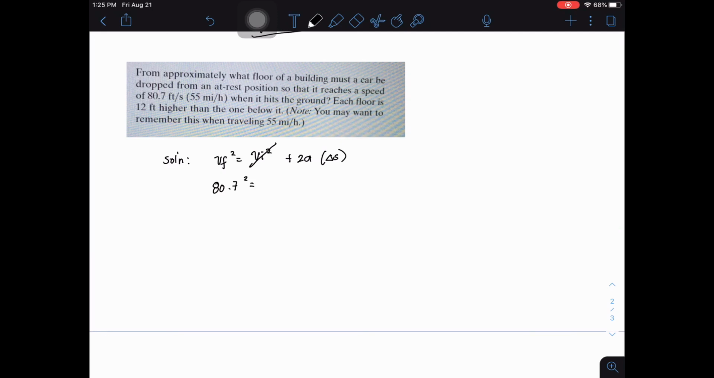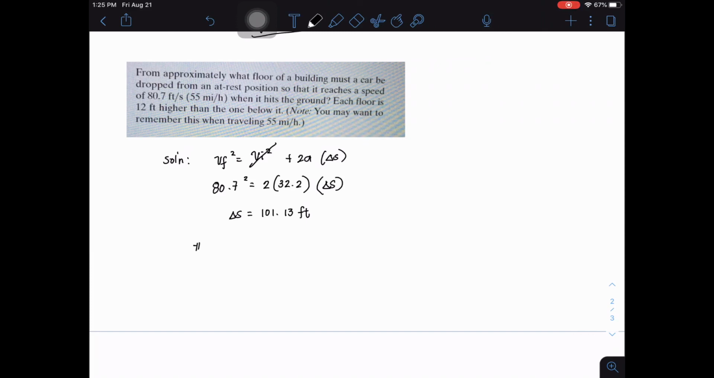And this is 0. Okay, so we have to multiply with 32.2. Okay, and our change in S. Alright, so for our change in S, we have 101.13 feet.